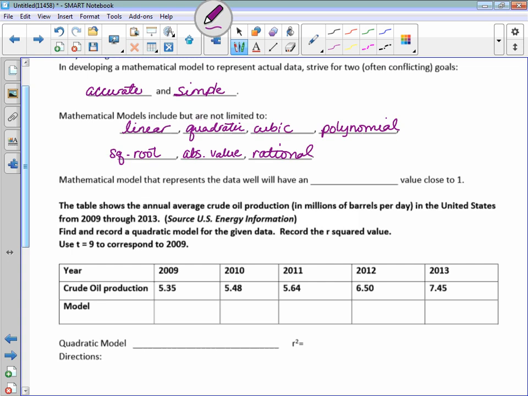Anybody remember what we want to be close to 1 when we check whether or not a model is a good fit? Remember your R squared value? If your R squared is close to 1, that means the data points are not very far away from this line of best fit you just created. If your R squared is far away from 1, close to 0, it's a terrible fit. Okay? So you want things close to 1. All right, so let's try again.